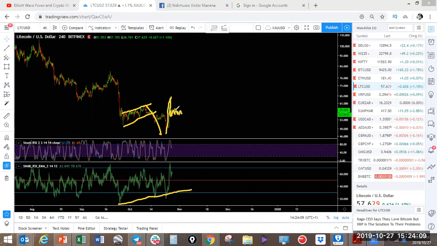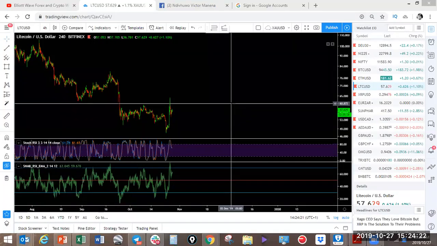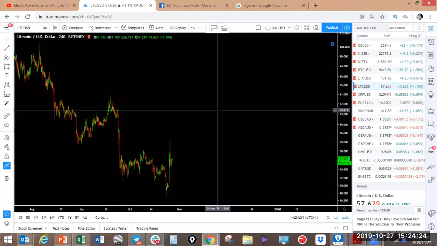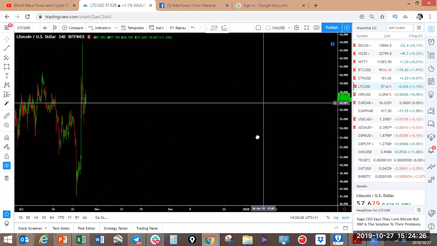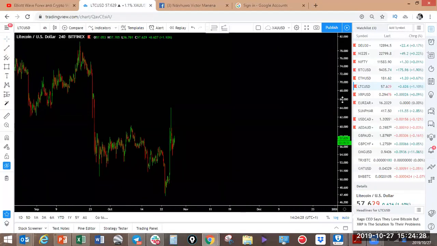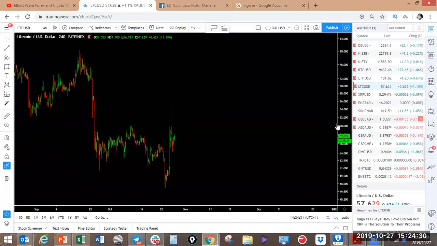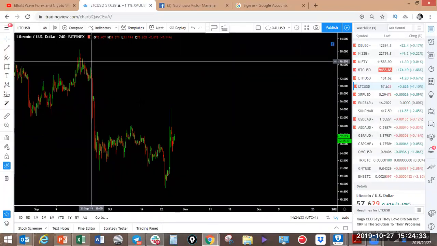We need to see what corrective structure we're going to get here and see if we're going to start trading into the downside when all those weak hands would have let go of their positions. And that is how the market works. Okay, so it's always going against the masses. So do not always go with the masses, because sometimes the masses are wrong. Okay, so that is Litecoin.